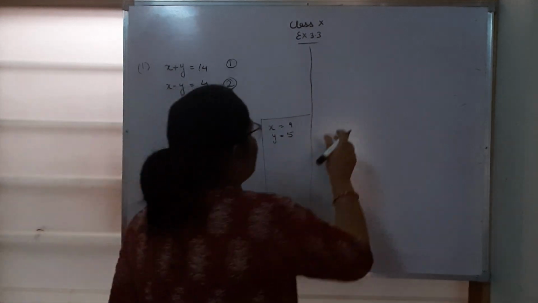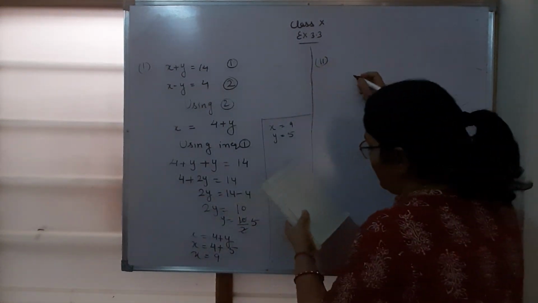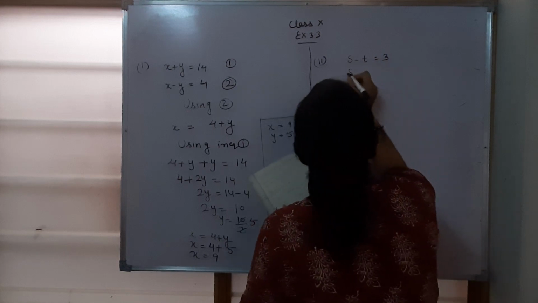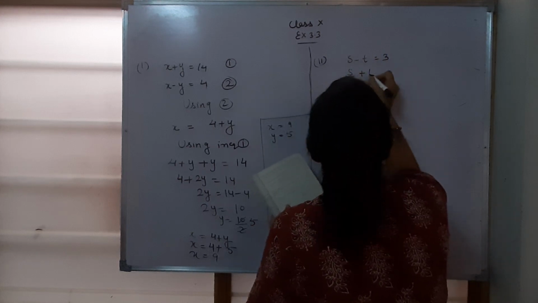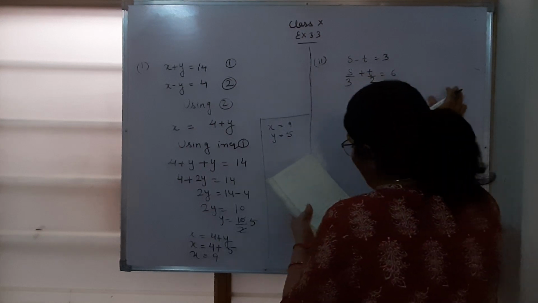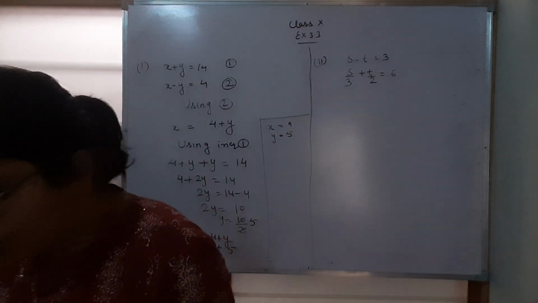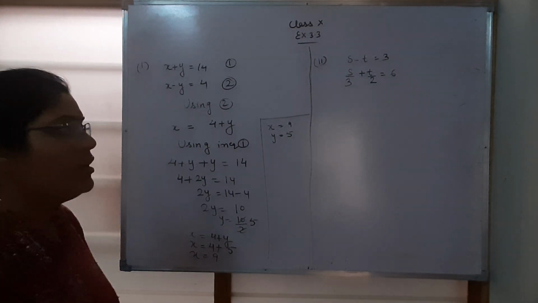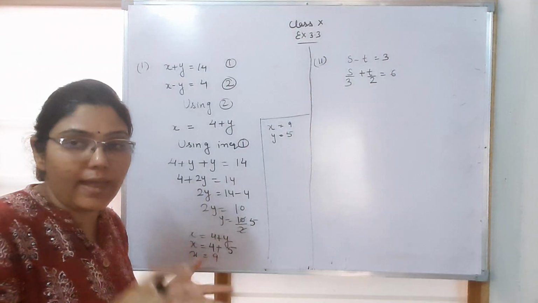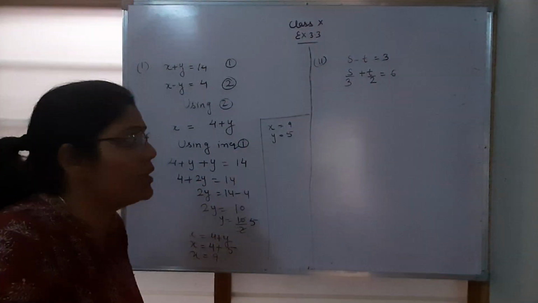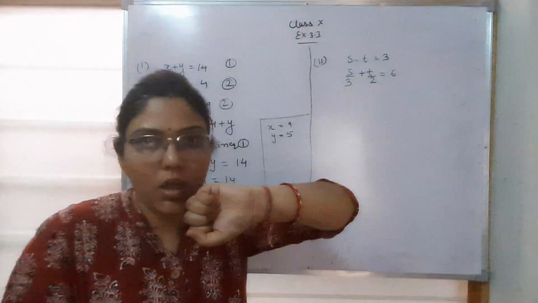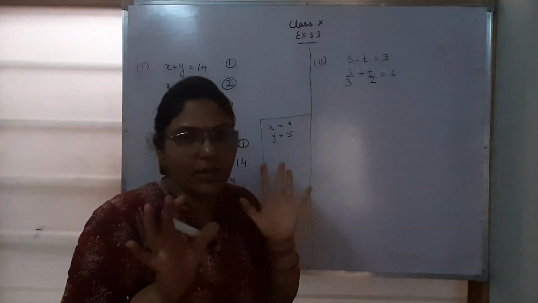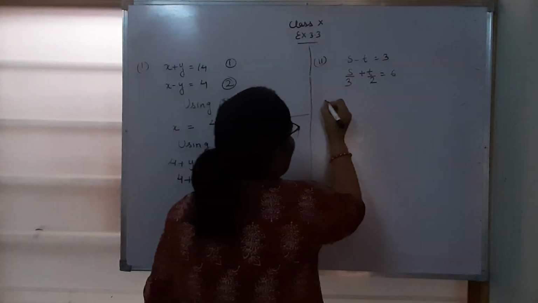Alright. So question number 2. s minus t equals 3. s upon 3 plus t upon 2 is equal to 6. s minus t equals 3. s upon 3 plus t upon 2 is equal to 6. Before proceeding to find the value of one of the variables, we will simplify our equation 2. देखो, we will simplify it. Why? Fractions are there. We can easily simplify this. So how would we simplify this?